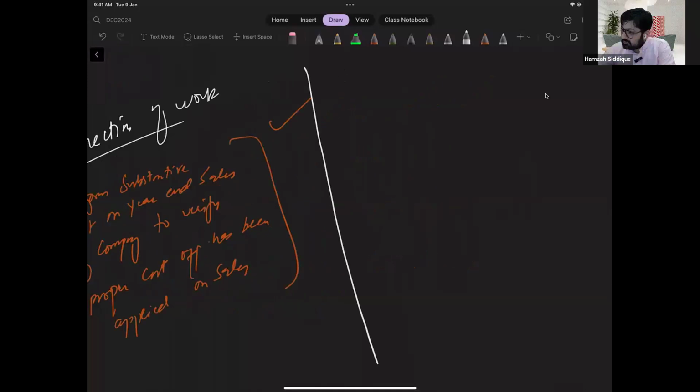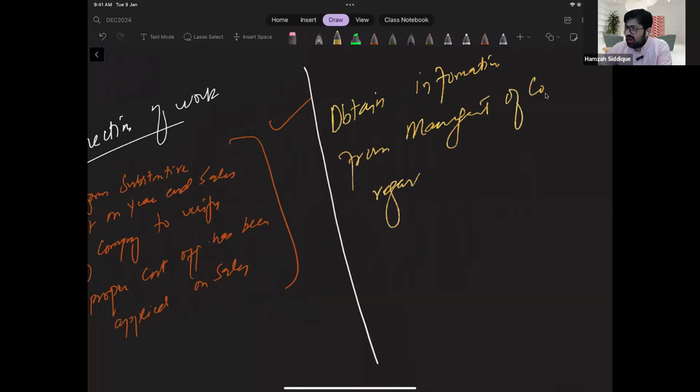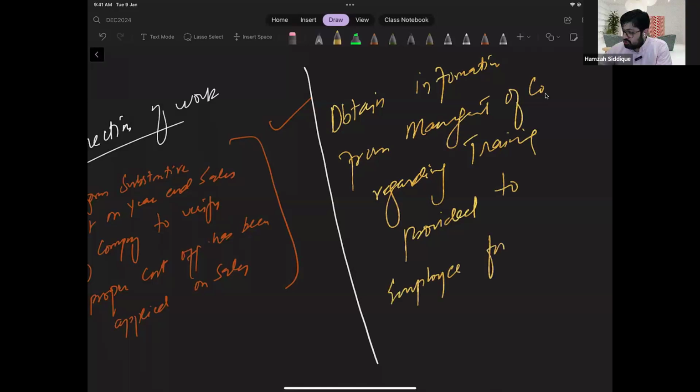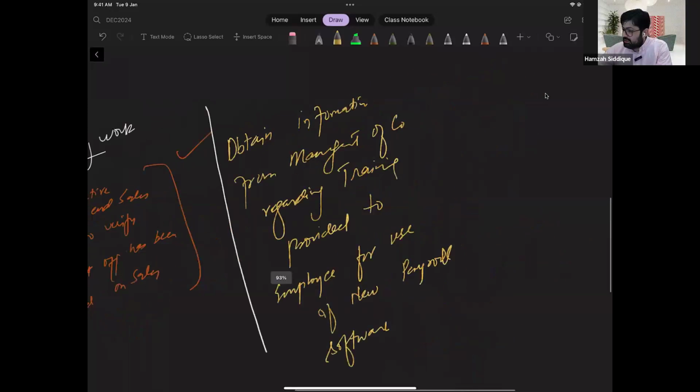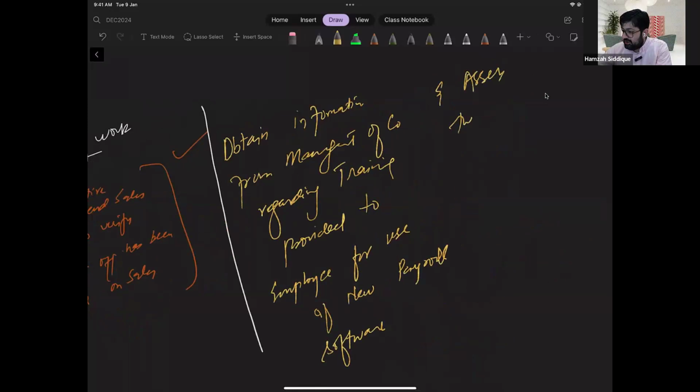That they say, obtain information from management of the company regarding training provided to employees for use of the new payroll software, and assess the adequacy of that training.